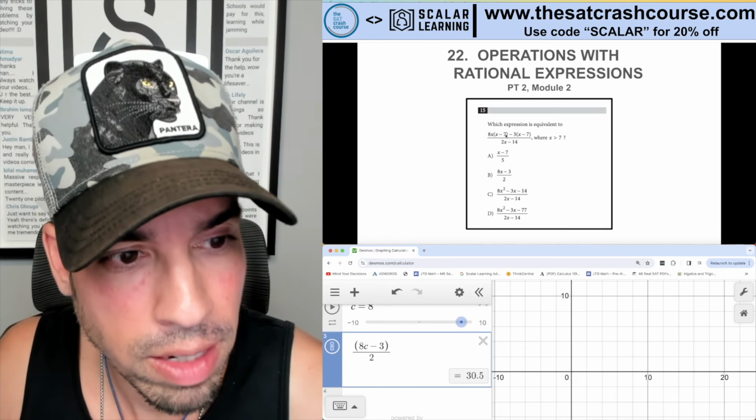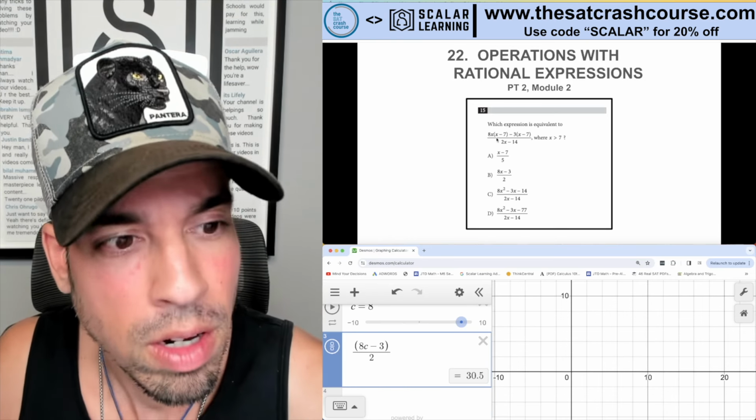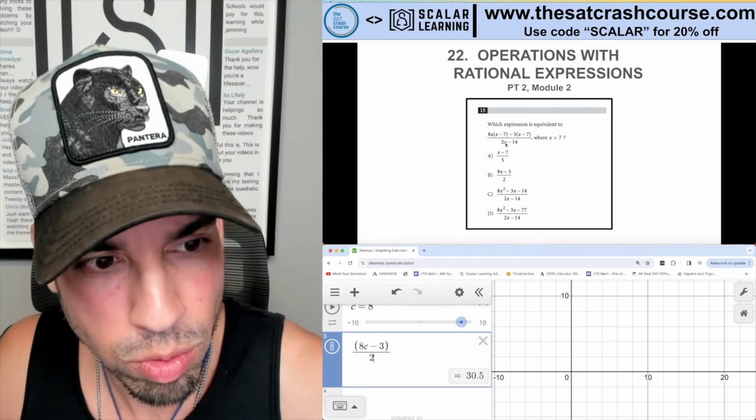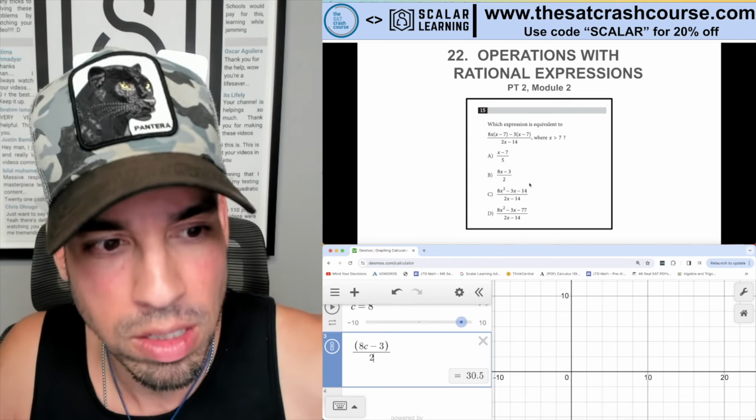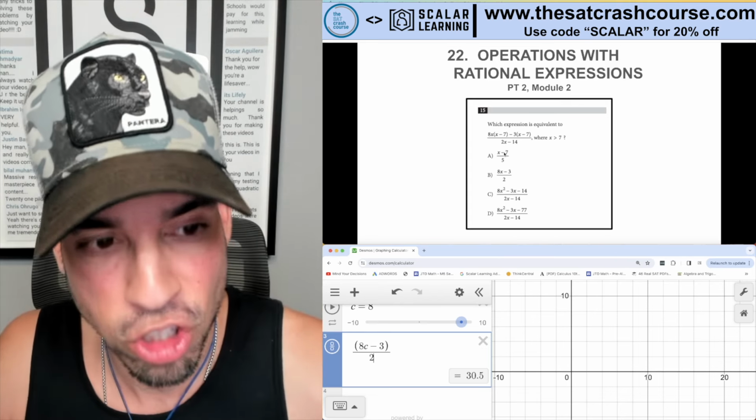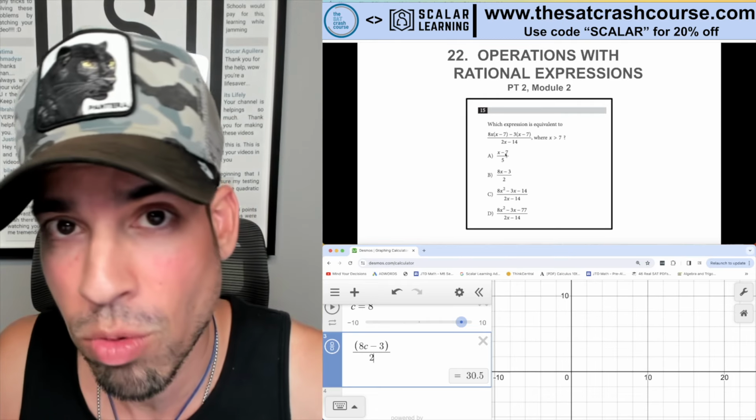Now, you could, again, factor out the X minus 7. And then you got X minus 7 times 8X minus 3. Factor out the 2. Cancel. Do all that stuff. And B is indeed the simplified version. But this cut through all the work. That's a great way to do it.